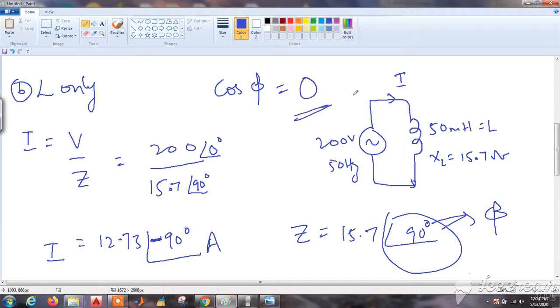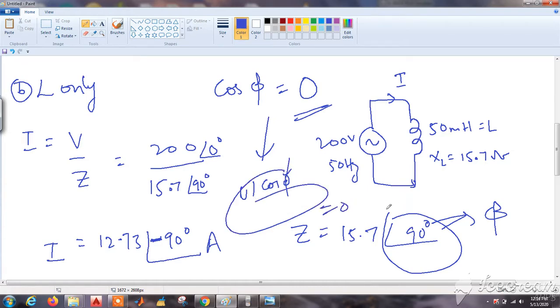You can verify the power from here also. P is equal to VI cos phi. When one thing is 0, the whole multiplication will be 0. That's why power was also 0. Now let us draw the phasor diagram.